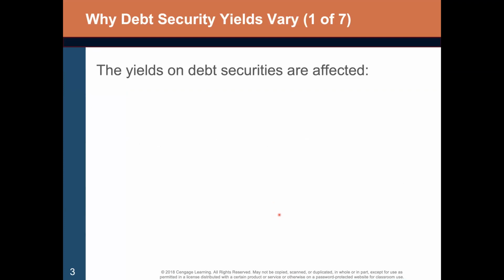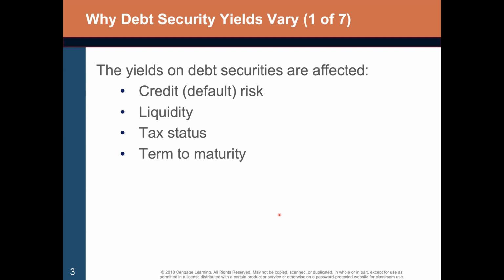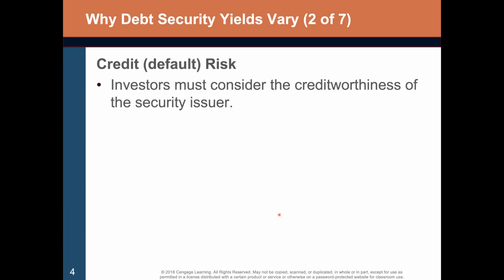So why do debt security yields vary? The yields on debt securities are affected by a number of factors, and the main ones that we'll discuss in this lecture are credit or default risk. So whether or not the company that has sold the debt security will be able to pay back the investor. Is there a risk that they will default, that they won't pay it back? Liquidity risk, which we'll get into, tax status, and term to maturity. So how long until it matures? So let's first look at credit or default risk.